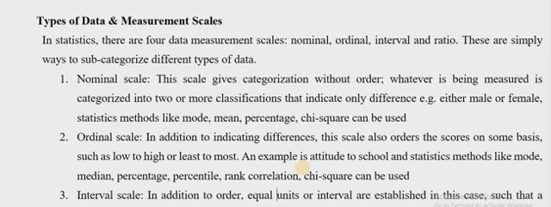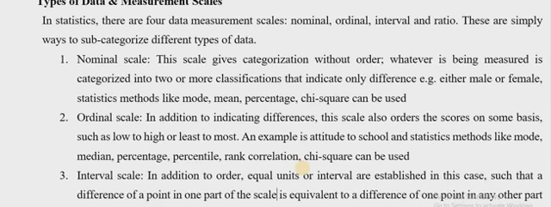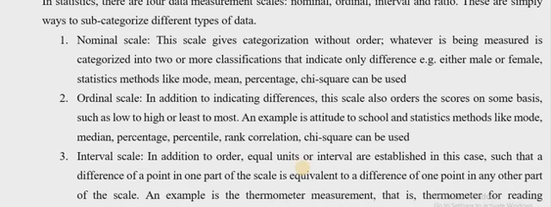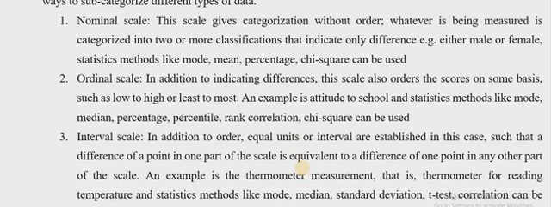The third one is interval score. And what is interval score? In addition to ordinal scale, equal units for intervals are established in this case, such that a difference of 1 point in one part of the scale is equivalent to a difference of 1 point in any other part of the scale. An example is the thermometer, that is, for reading temperature. And the statistical methods we can use are like mode, median, standard deviation, t-test, correlation.